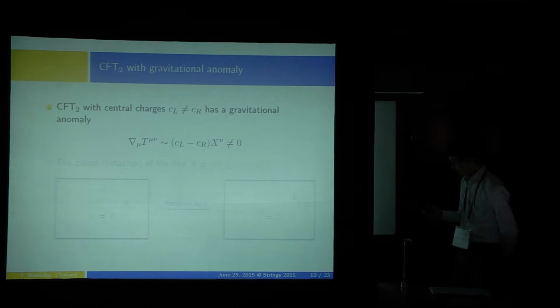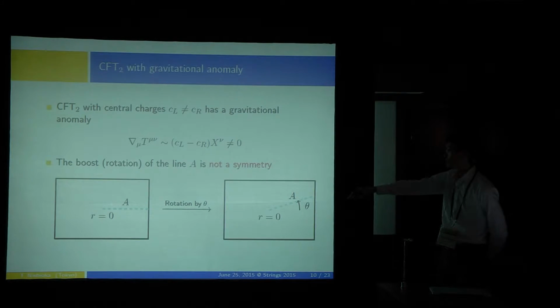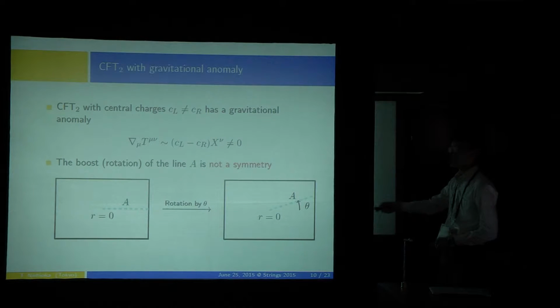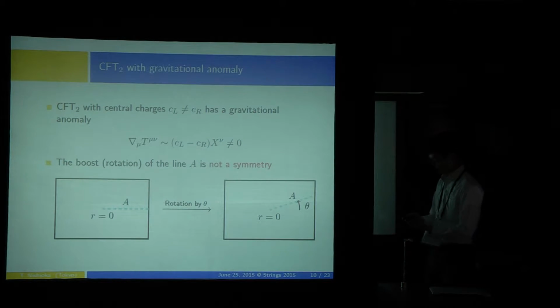Okay, so this means that originally we have some configuration, where this line is located at t equal to 0. So this is Euclidean time. But if you boost this line in Lorentzian signature, which corresponds to a rotation in the Euclidean signature, then these two configurations are different because there is no diffeomorphism invariance. So we expect that something happens even in the entanglement entropy.